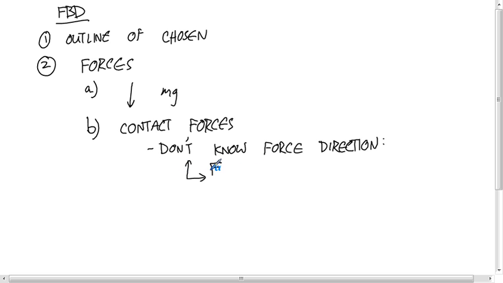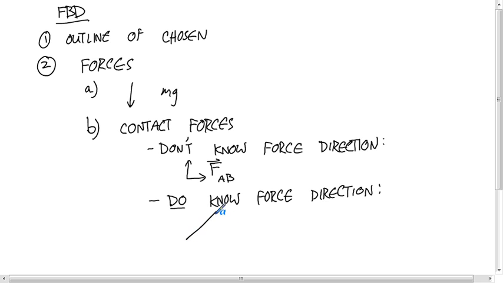If you don't know the force direction, you draw the small coordinate system and you use the subscript notation. The other possibility is that you do know the force direction. And if you do know the force direction, you draw an arrow in that known direction and label it just with a scalar variable, R, F, or whatever.